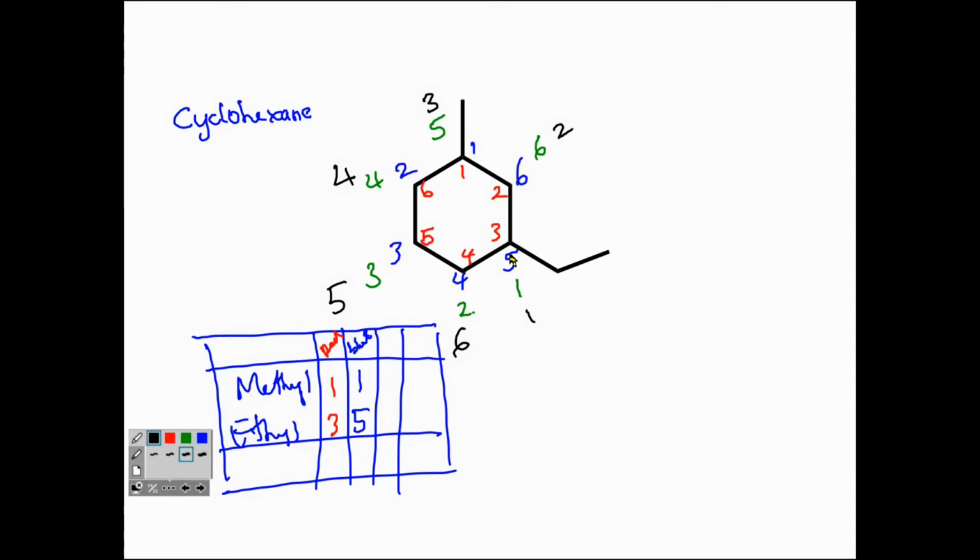Going with the green, the methyl is on carbon number 5 and the ethyl is on carbon number 1. Going with the black, the methyl is on carbon number 3 and the ethyl is on carbon number 1. Doing the totals, we have 4, 6, 6, 4. So just looking at this, you can see the blue and green numbering systems are wrong, so we're left with the red and the black numbering systems.